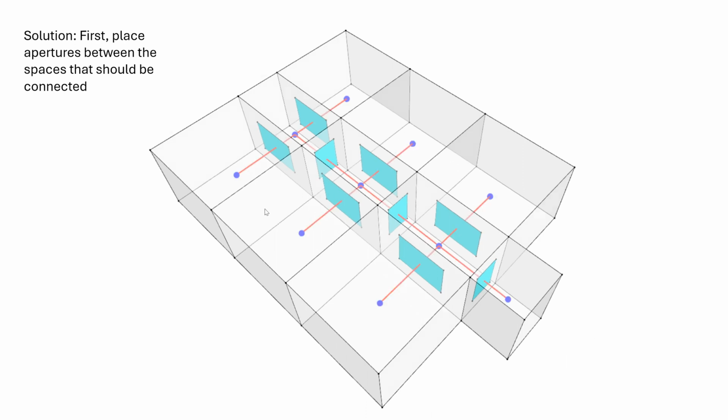Basically, when you create a graph and you give it an option to say via shared apertures, the graph will only connect rooms that have apertures between them, as you can see here. So you place your apertures exactly where you want the graph to go through. And because these walls between the rooms don't have them, there is no edge connected with them.